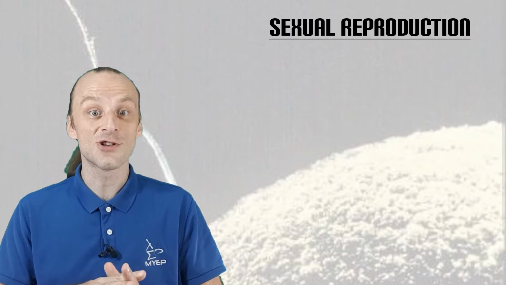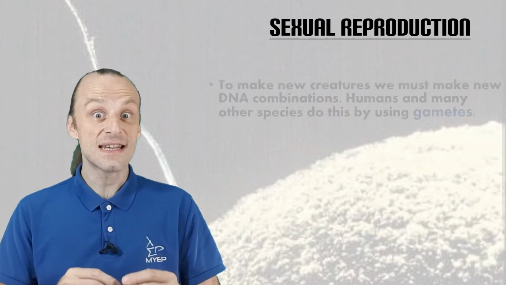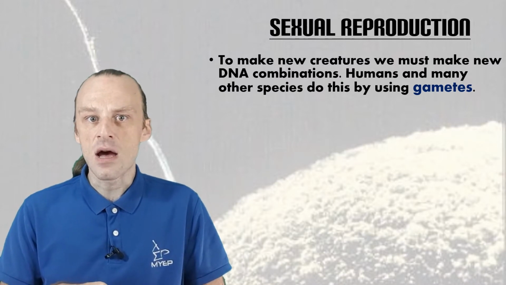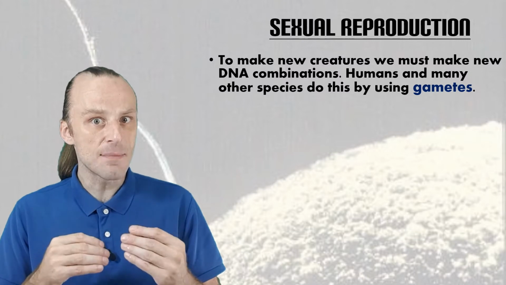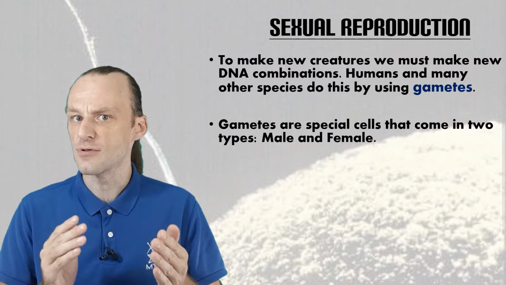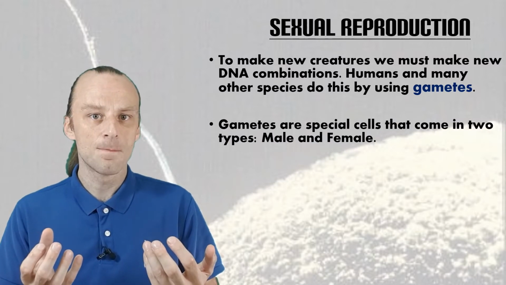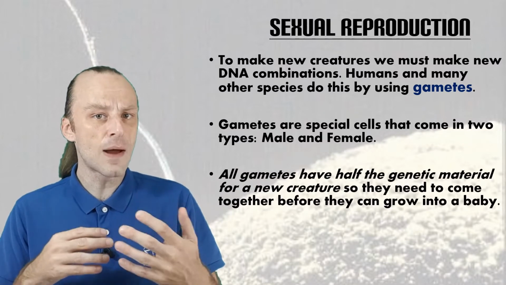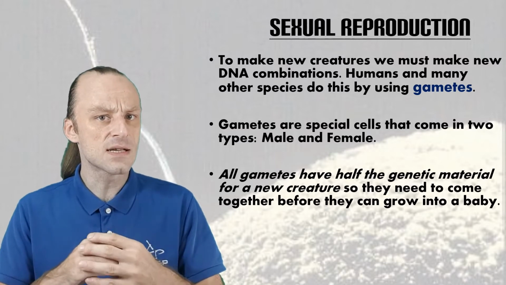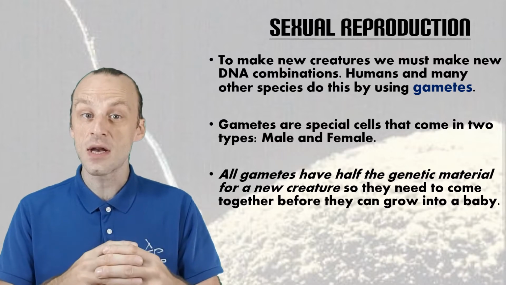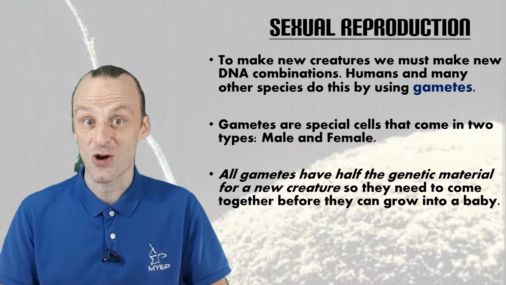But how do we make a new organism and a new generation? Well, a new organism needs a new DNA combination, and humans, as well as many other species, use something called gametes to do this. Gametes are special sex cells, and they come in two different types, male and female. Each gamete contains half of the genetic information that is needed for a new organism. And when two gametes come together from a male and a female, they create the first cell of a new organism with a brand new genetic combination.